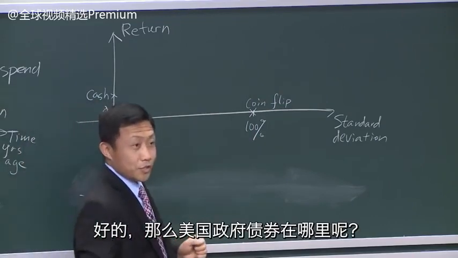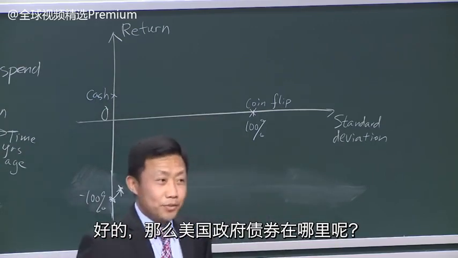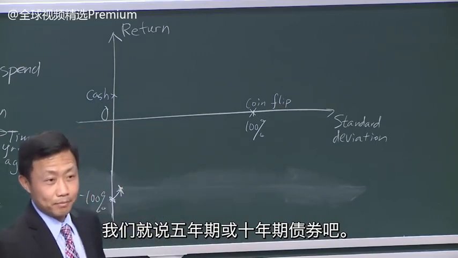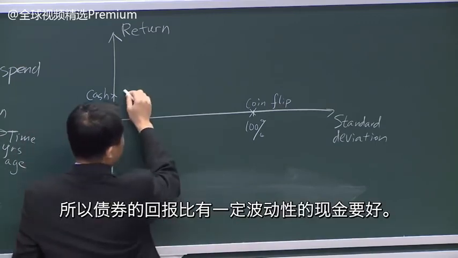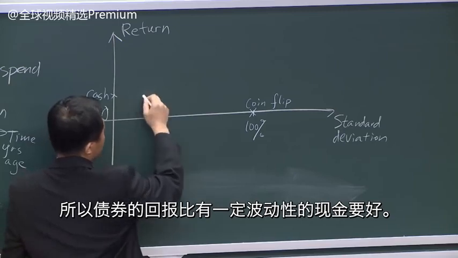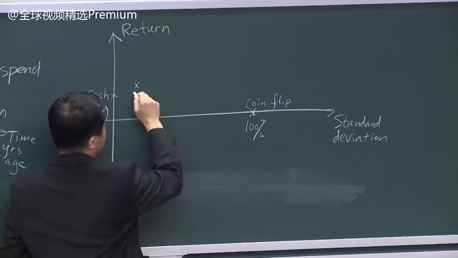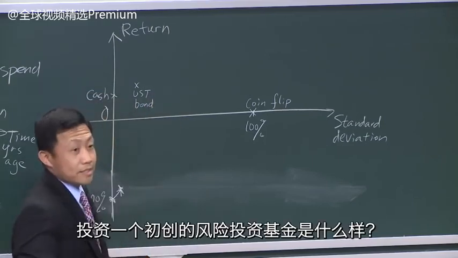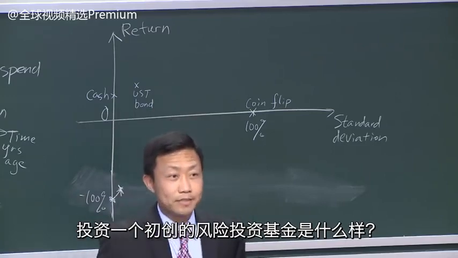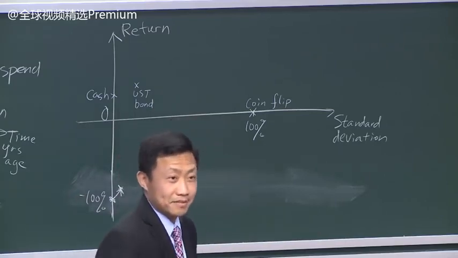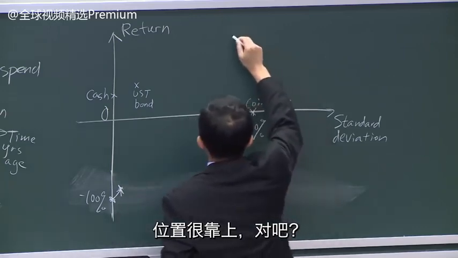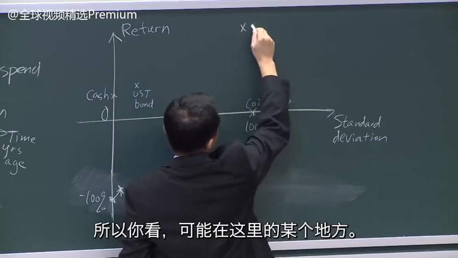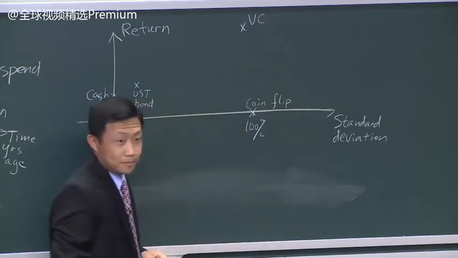Where's U.S. government bond? Let's just call it a 5-year note or 10-year bond. It should have returns better than cash with some volatility. Let's call it here. What is investing in a startup venture capital fund like? Pretty up there, right? You probably feel very high return, but you can lose all your money. So probably somewhere here. VC.